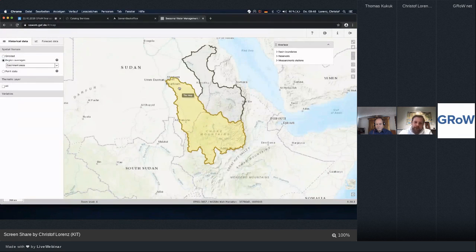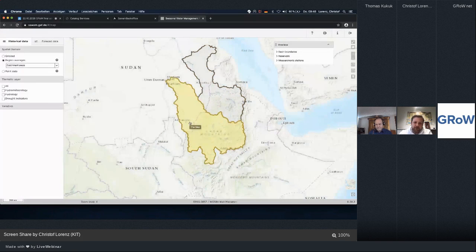So down here we see the Blue Nile Basin, and on top here you see the Tekeze Atbara Basin. And just for you, if you are interested, this highly controversial GERD dam, which is currently being built by the Ethiopians and which is causing a lot of trouble in this region, is actually located right in the middle of our Blue Nile Basin here.